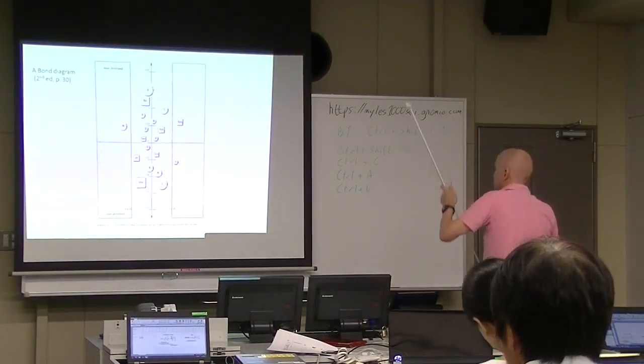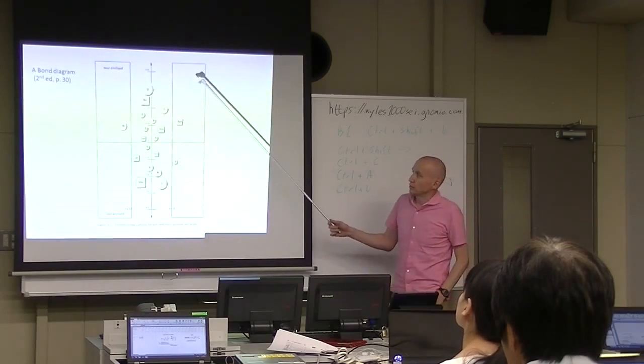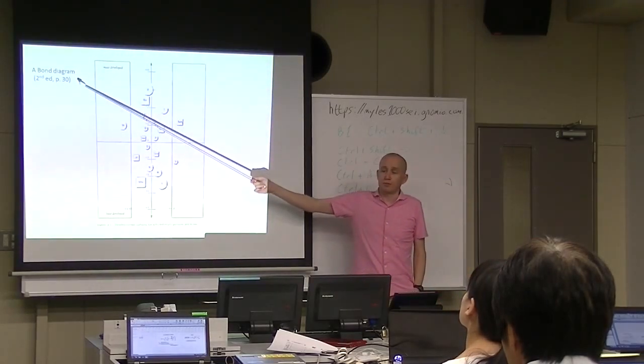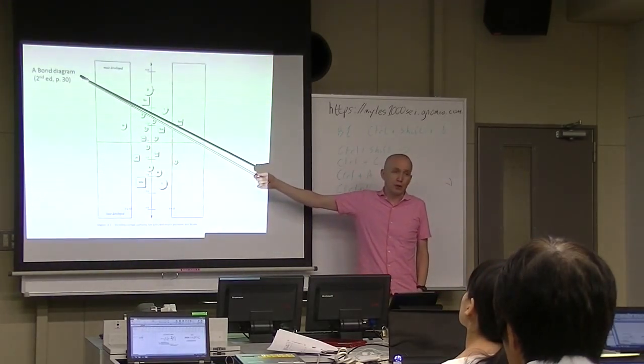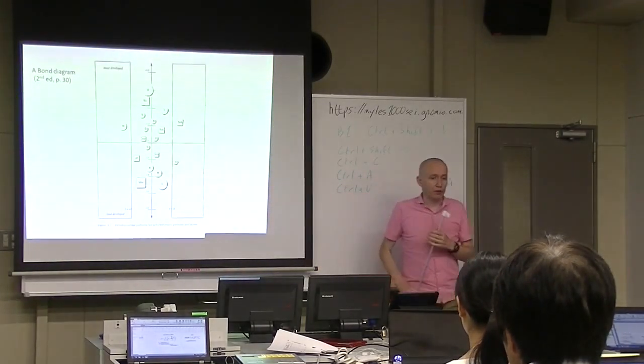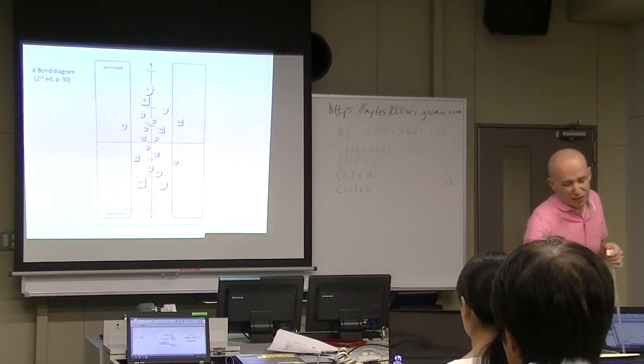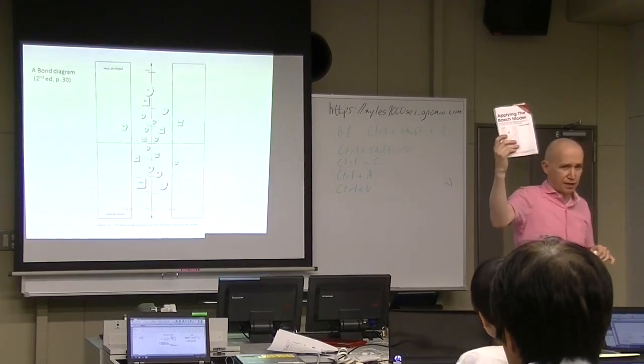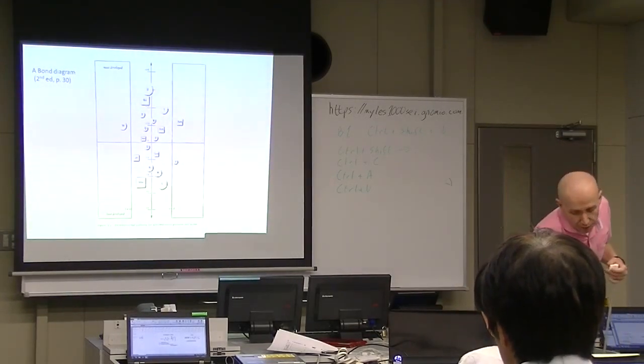And this translates into something which is called a bond diagram here. Trevor Bond wrote the book, which is probably most popular. This is the book.